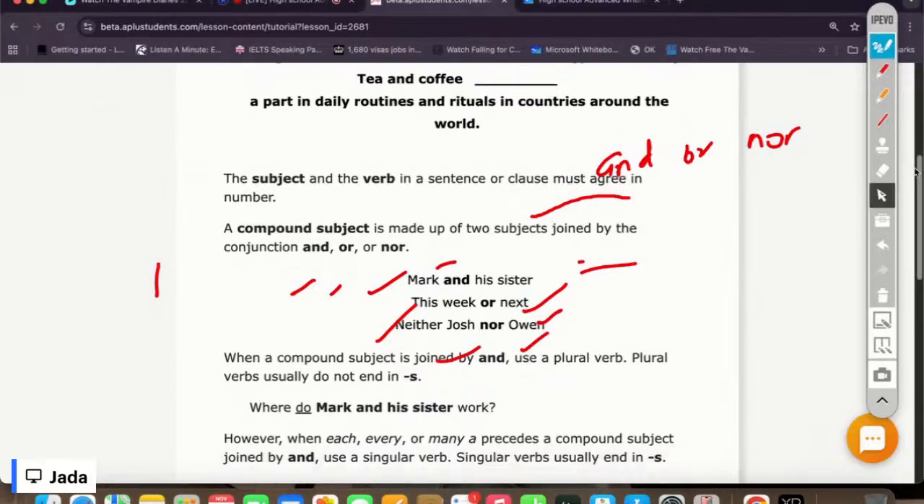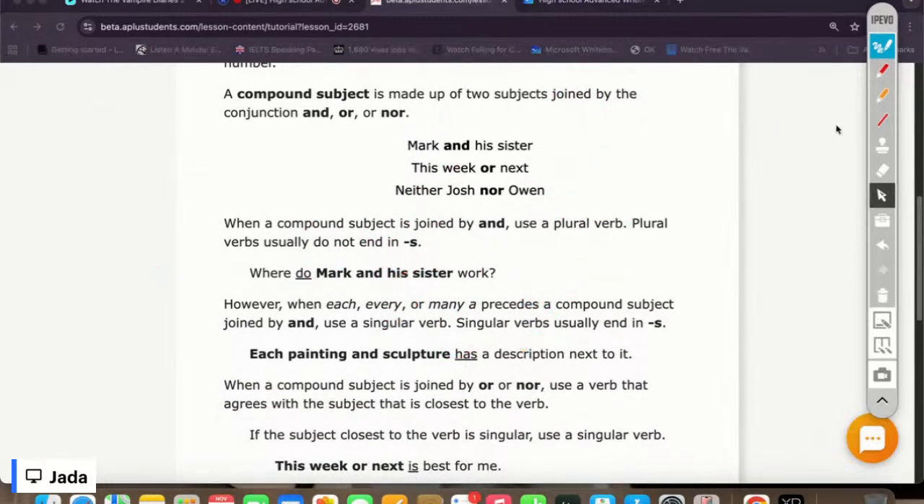Okay, so when a compound subject is joined by and, you have to use a plural verb. Plural verbs usually do not end in s. Okay, so where do Mark and his sister work? Then, however, when each, every, or many a precede a compound subject joined by and, use a singular verb. Singular verbs usually end in s. So each painting and sculpture has a description next to it.